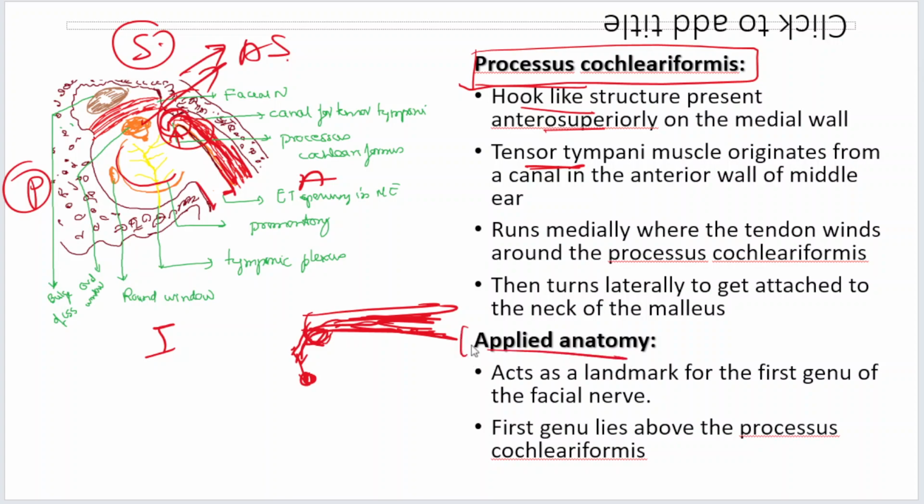Why is it so important? When you start doing a mastoidectomy, you want to know where the facial nerve is. The most important structure when you do a mastoidectomy is the facial nerve. You want to know where it is.